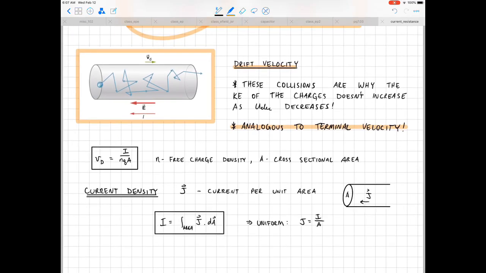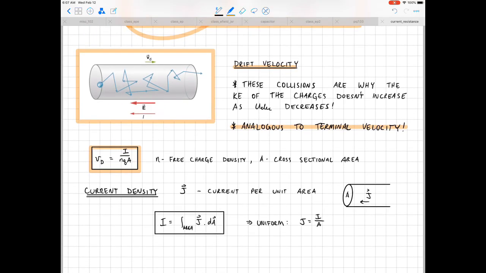And so the drift velocity for a given material depends on the current that's flowing through that material, divided by nqA, where n is the free charge density, q is the charge carrier, and A is the cross-sectional area of the material.